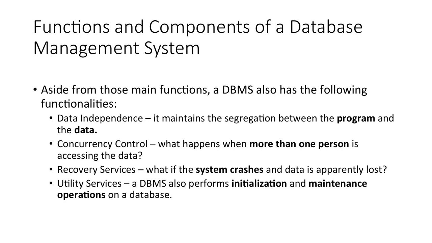Aside from those main functions, a DBMS also has the following functionalities. Data independence. It maintains the segregation between the program and the data. Concurrency control, and this answers the question: what happens when more than one person is accessing the data? Recovery services. What if the system crashes and the data is apparently lost? Utility services. A DBMS also performs initialization and maintenance operations on a database.